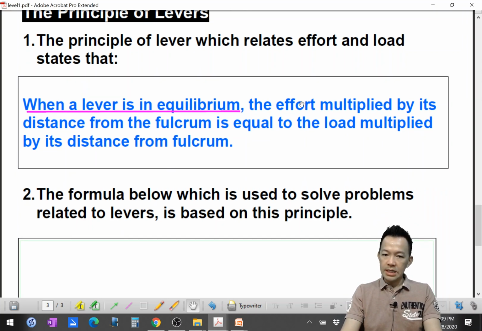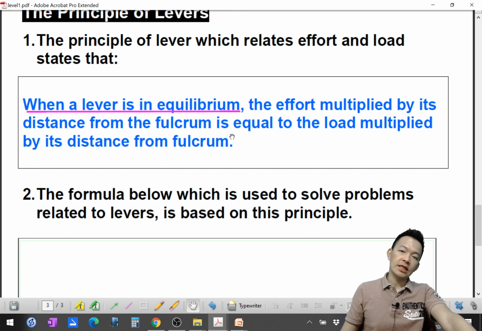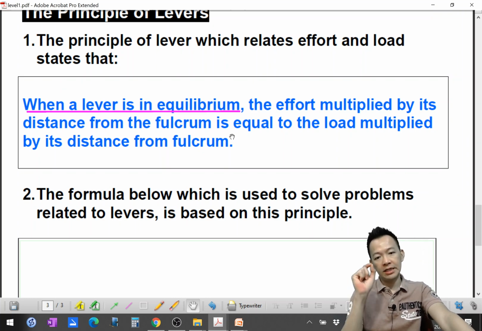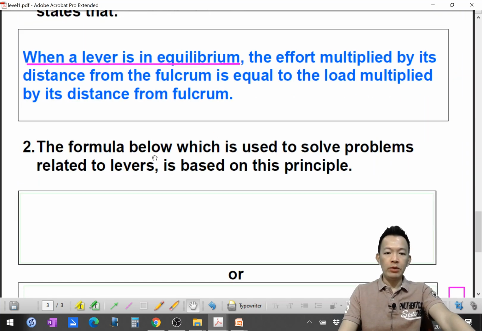the Fulcrum is equal to the load multiplied by its distance from the Fulcrum. But the sentence is too long, so I make it simple. The formula below, which is used to solve the problem related to the lever, is based on this principle.